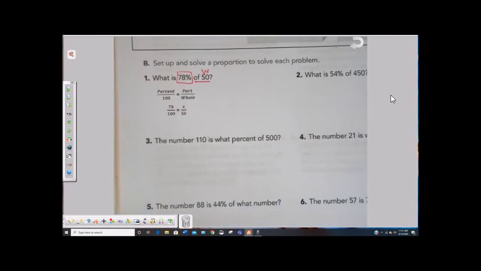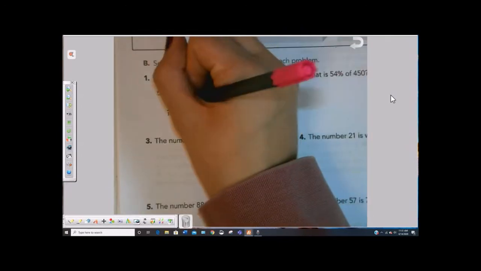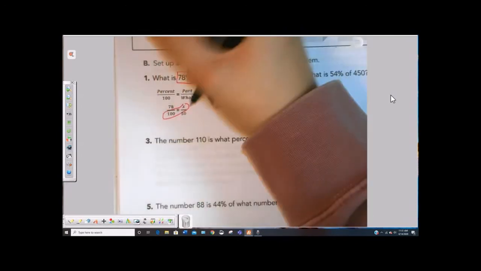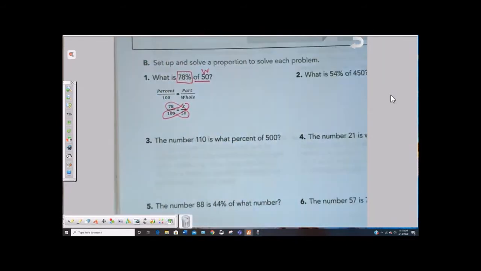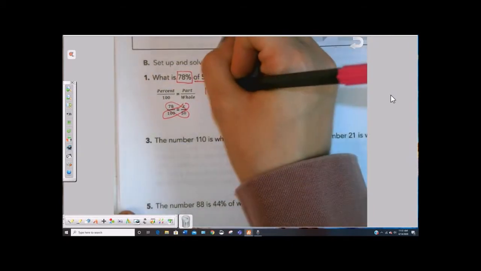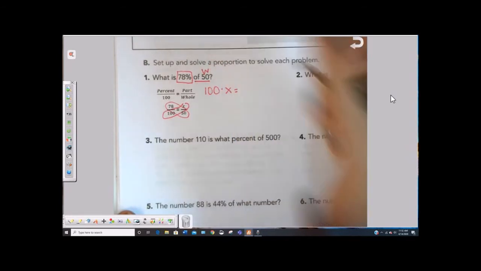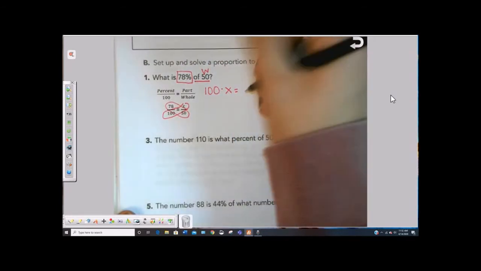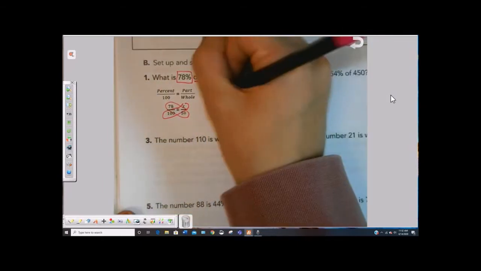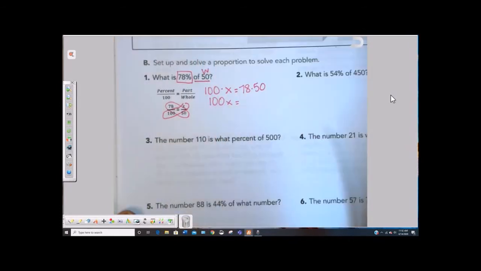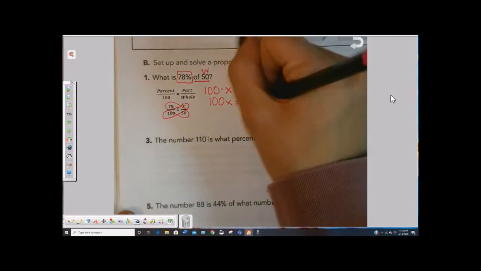And in order to solve this, we're going to do our cross multiplication. So you're going to circle your diagonals first, and whatever you circle together is what you multiply together. So I'm going to multiply 100 times x equals 78 times 50. We know 100 times x is 100x, and we know 78 times 50 is 3,900.